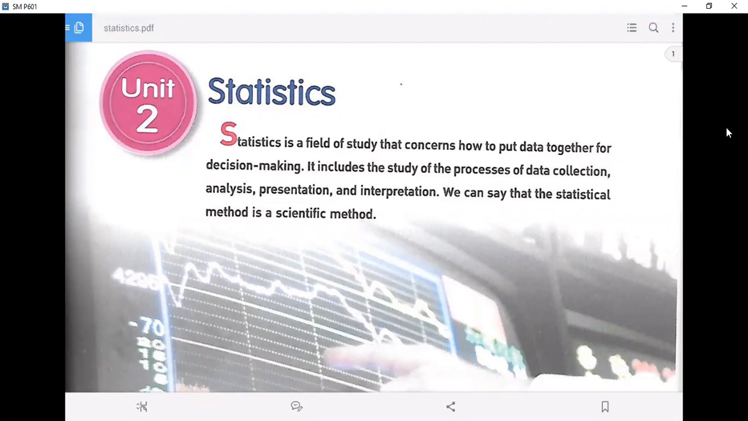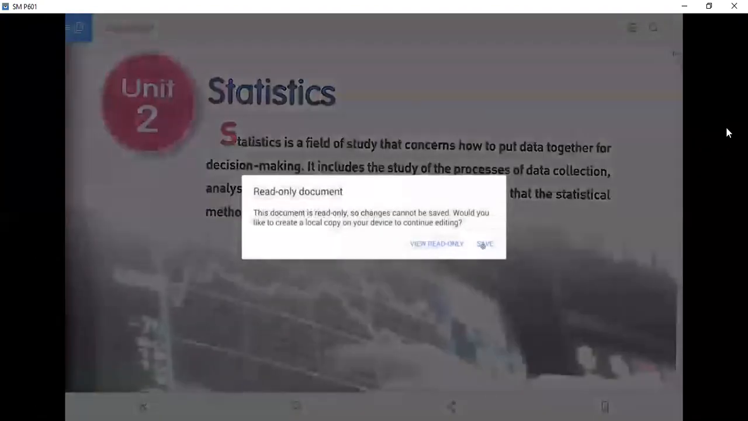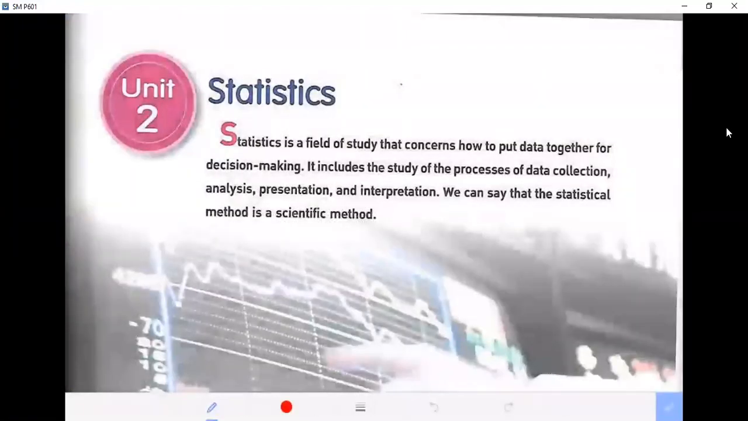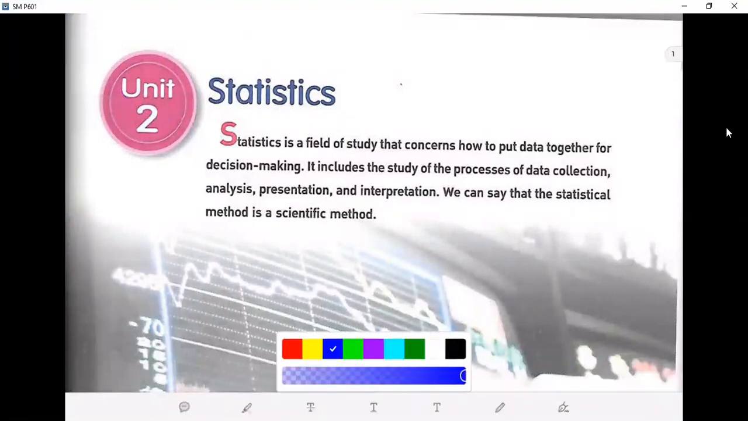This is Unit 2, right? But actually, for our topic, for our classroom, that should be our Unit 1, not Unit 2. That should be our Unit 1, and it's about statistics. So I'm going to teach you this topic.